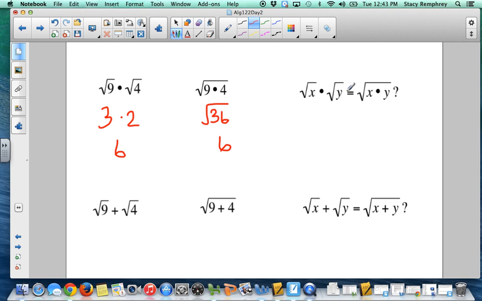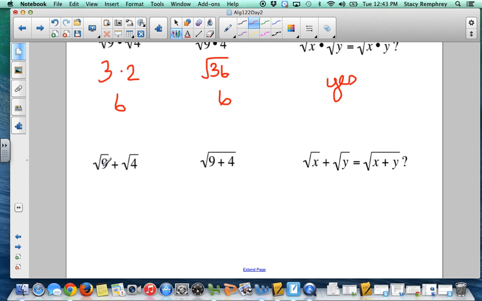So when they were separate, was it the same answer as when they were together under the square root? The answer there is yes. So you can break a square root up over multiplication. It can be written separately or all under one square root, and that's okay. You can kind of see an example of that here.